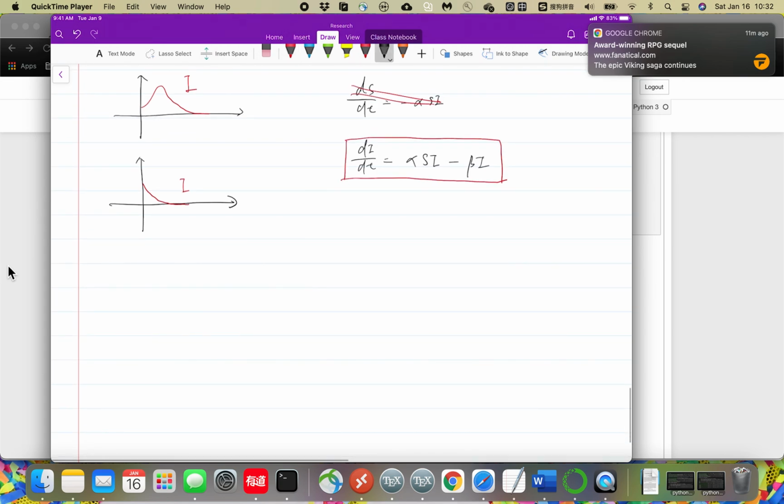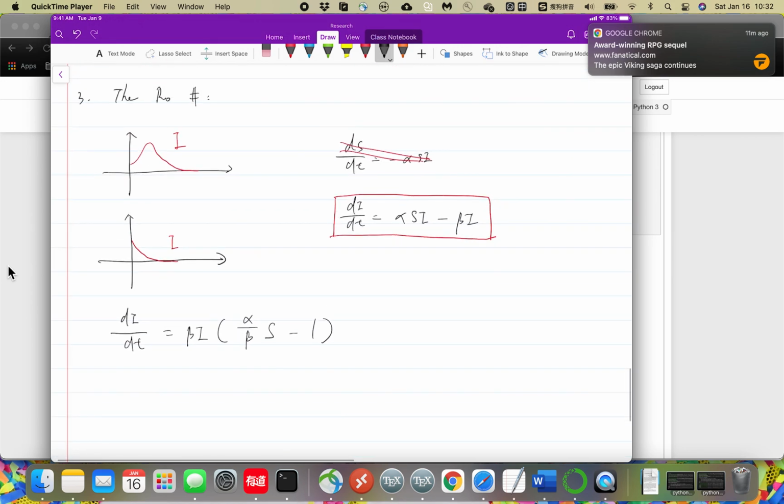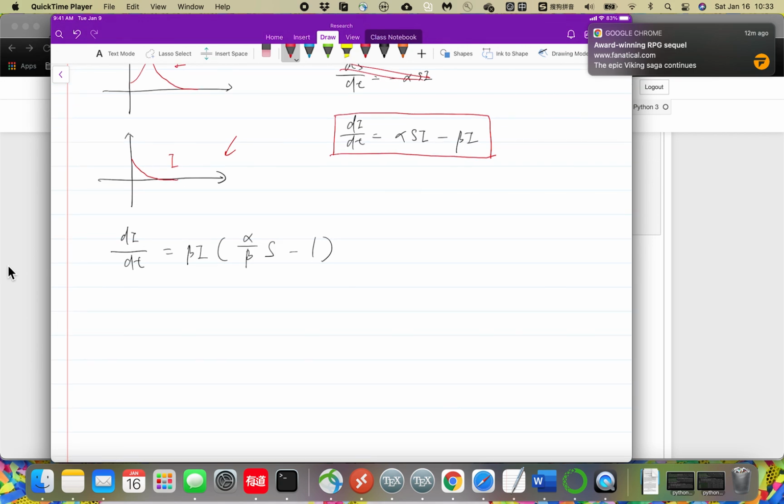So what can we do? We can take di over dt, which equals alpha s I minus beta I, and we can take I out. We can also take beta I out. Then what we have is nothing but alpha over beta s minus 1. So which case do we have, pandemic or not pandemic? It really depends on whether initially this one is positive or negative.